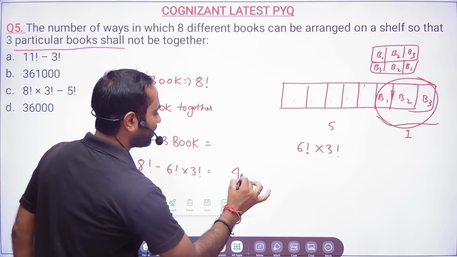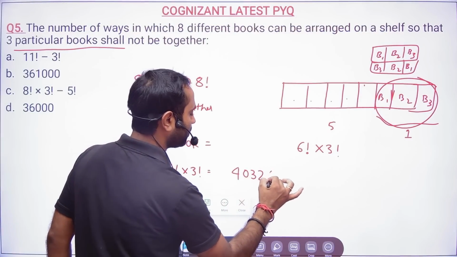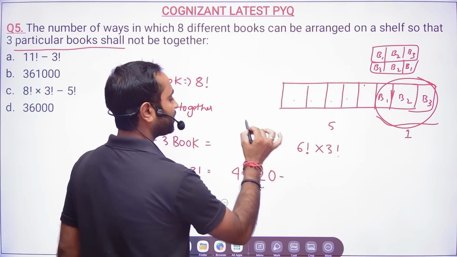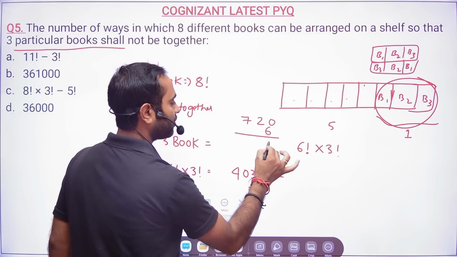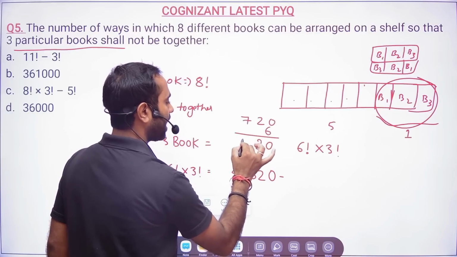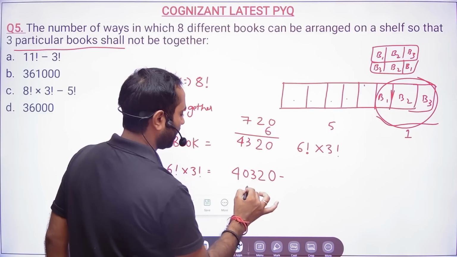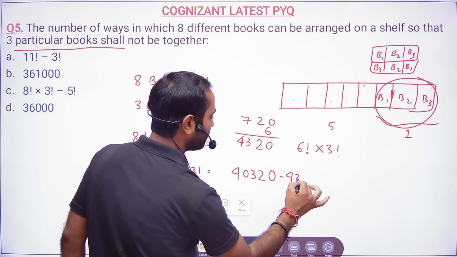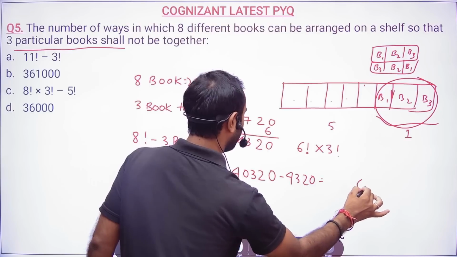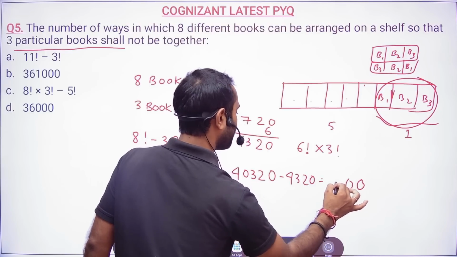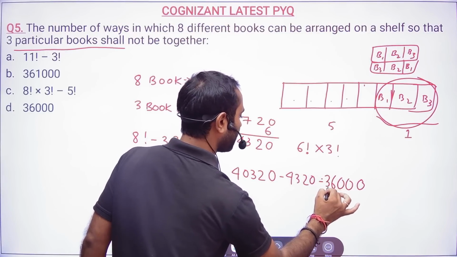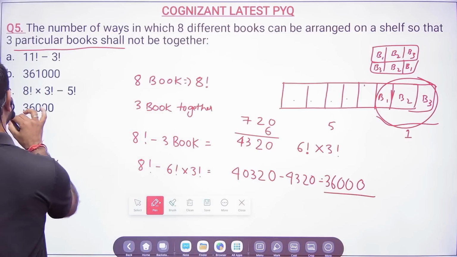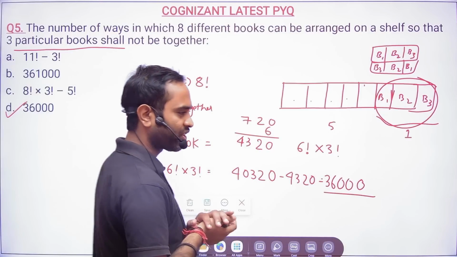8 factorial will be 40320. This you have to keep in mind. 6 factorial will be 720 and 3 factorial will be 6. So 6 times 720 will be basically 4320. Now subtracting, 40320 minus 4320 is 36000. 36000 will become the correct answer.